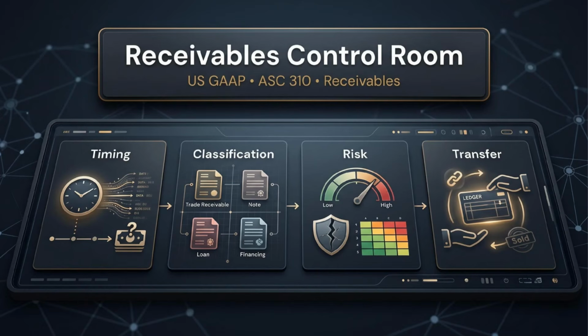In this first ASC 310 lesson, we are standing in the receivables control room. A receivable may look like a simple right to collect cash, but before measurement begins, we need four checks: when cash should arrive, what type of claim it is, whether collection risk exists, and whether the claim has changed hands. That simple line can hide a full accounting investigation, so this video builds the map before the numbers arrive.